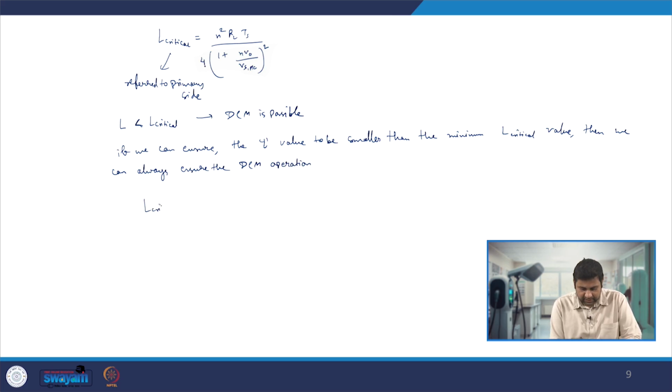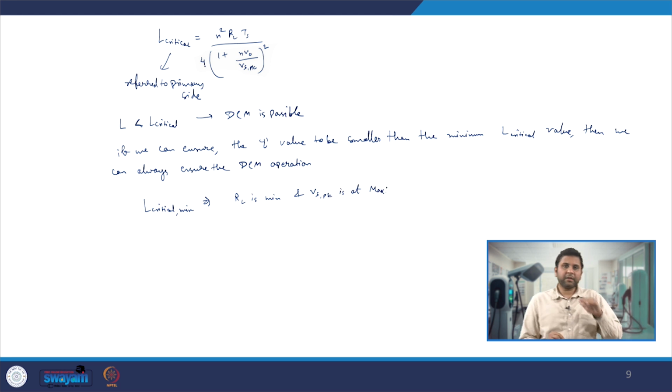And when this L critical value has the minimum value is when my RL is minimum and my Vs peak is at maximum. What I mean by that is sometimes the AC voltage also varies between minimum value to maximum value, and this RL is nothing but the load resistance. The RL minimum means you have the full load power, or you can say the peak power which you require from the converter.